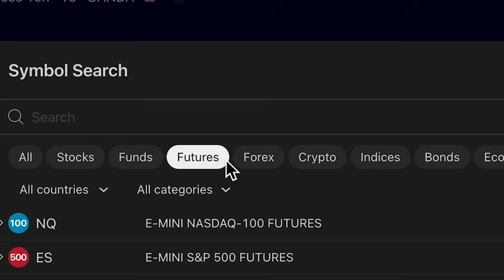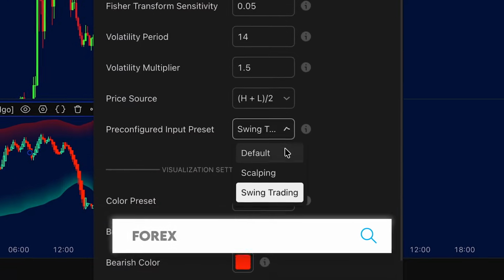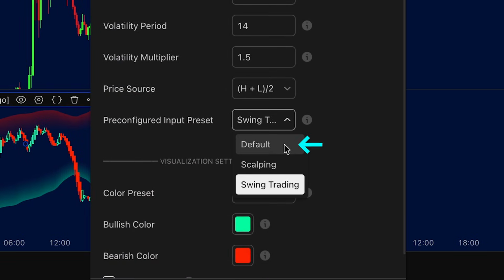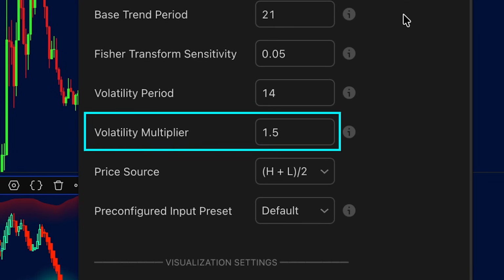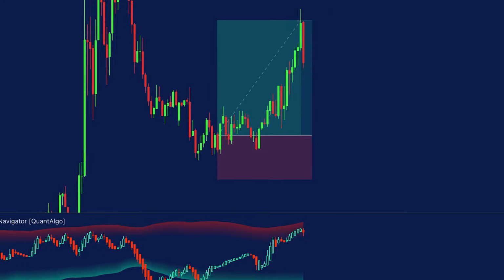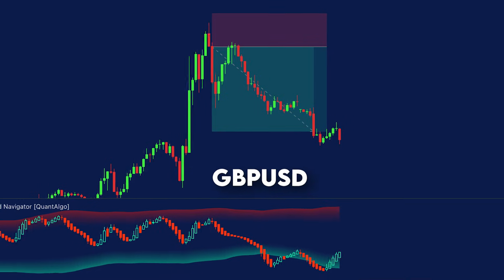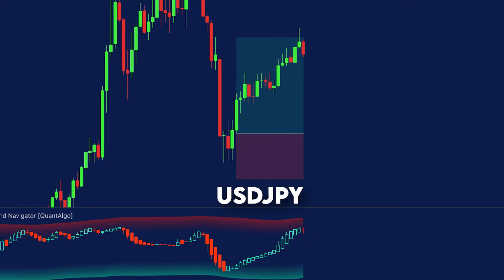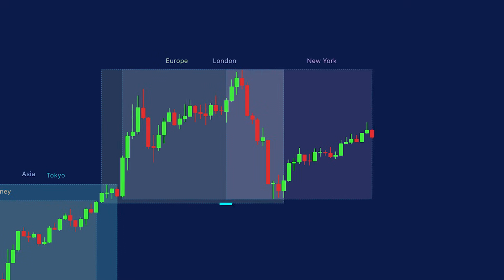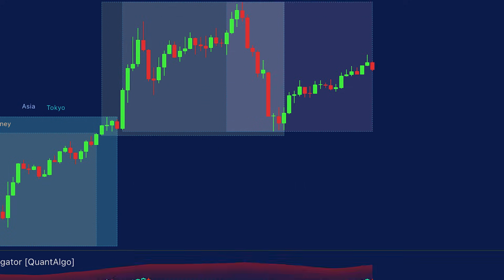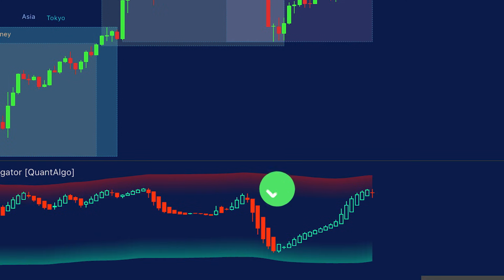Now, different markets require different settings for the most accurate signals. For forex pairs, use the default preset as your starting point. Keep Fisher period at 14 and volatility multiplier at 1.5. These settings work best for major pairs like EUR/USD, GBP/USD, and USD/JPY. Focus your trading on London and New York session hours when liquidity is highest and the statistical transformations are most reliable.